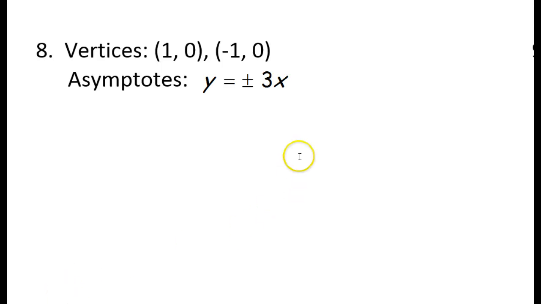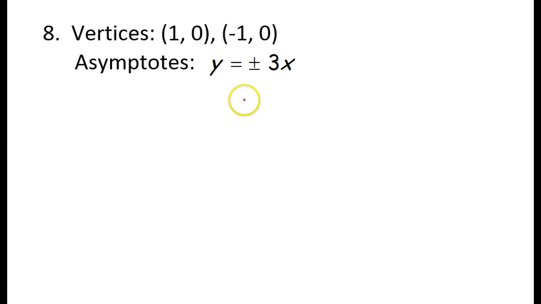In this video, I will show you how to build the standard form equation of a hyperbola given the vertices and the asymptotes. This should be fun. For number 8, we're given vertices and we're given the equations of the asymptotes. And understand this is really two separate equations. We have y equals 3x, that's one asymptote, and y equals negative 3x. That's what the plus or minus means.